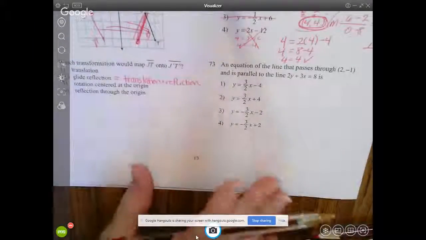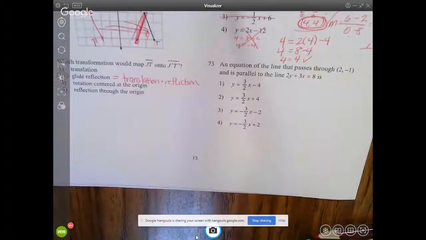73. Oh, sugar shoots. Wow, that was a dyslexic moment. Or dysgraphia moment.